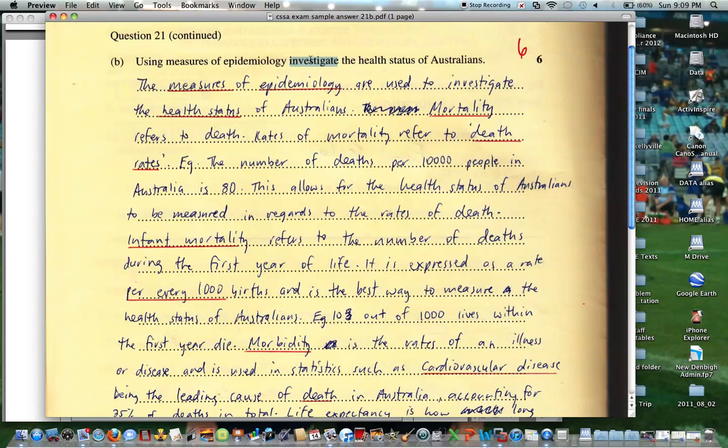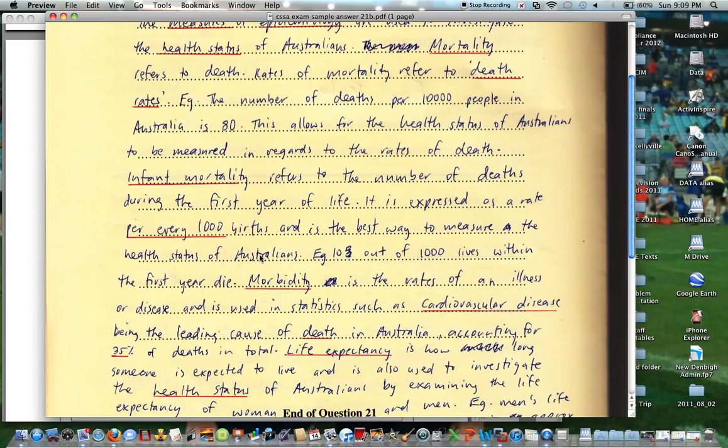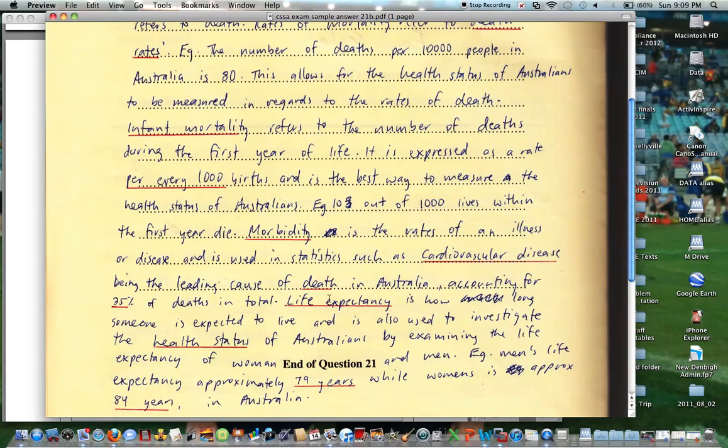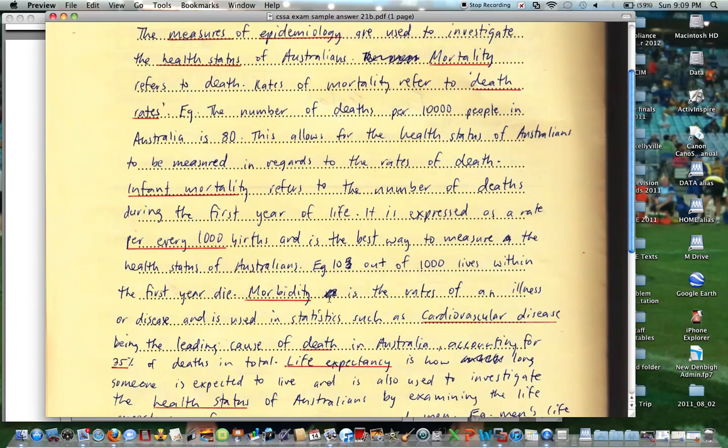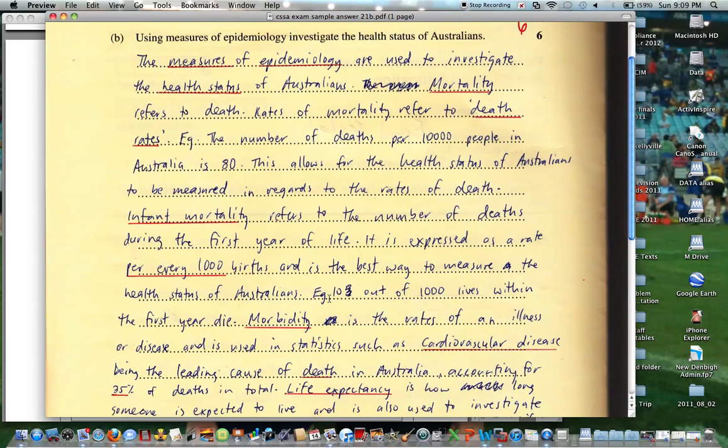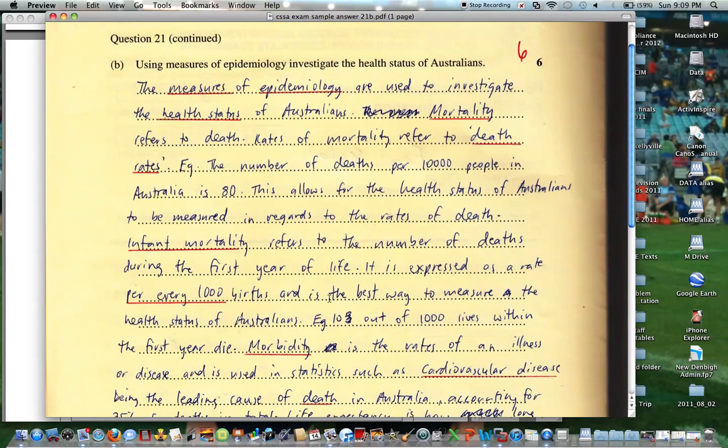So if you look at this answer here, what's so good about it, I like when I look at it now, is the underlining here of the measures of epidemiology, coming from wording in the question. The four measures: mortality is underlined, infant mortality is underlined, morbidity is underlined, and life expectancy is underlined. We can see that there are examples and some specific information to go with each, which is why it has been included as the sample answer.